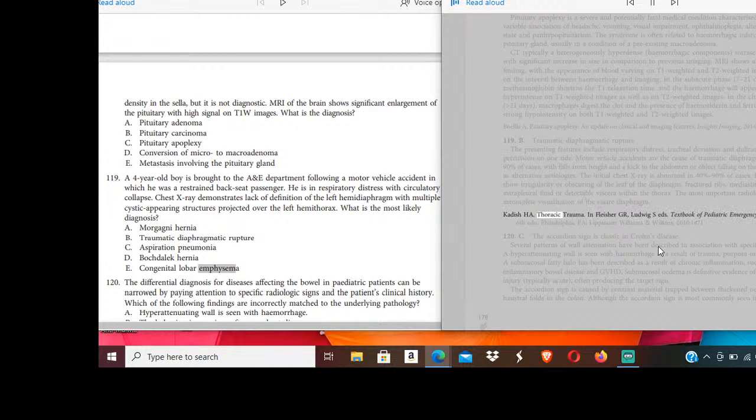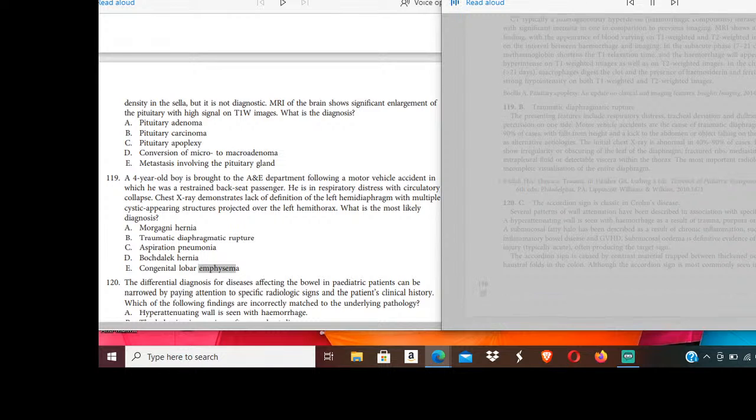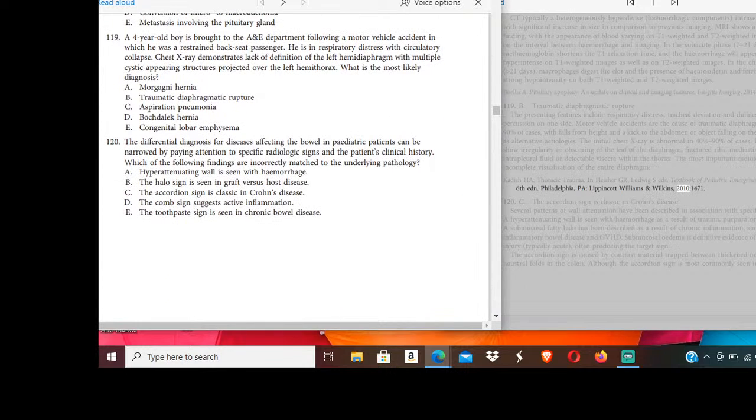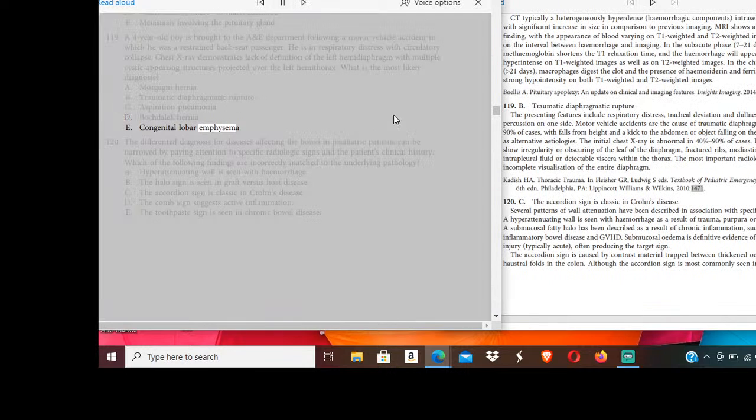Kadish H.A. Thoracic trauma. In Fleisher G.R., Ludwig S., eds. Textbook of Pediatric Emergency Medicine, 6th ed. Philadelphia, Pa, Lippincott Williams and Wilkins, 2010:1471.